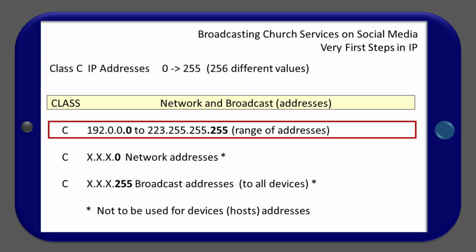Why can't we use 0 or 255 for the last byte or number? If this last number has a value of 0, this address of 4 numbers is used for the network identification, the network address. And if this last number has a value of 255, the address is used for the broadcast address to communicate to all devices on the network, a specific function not covered in this lecture.